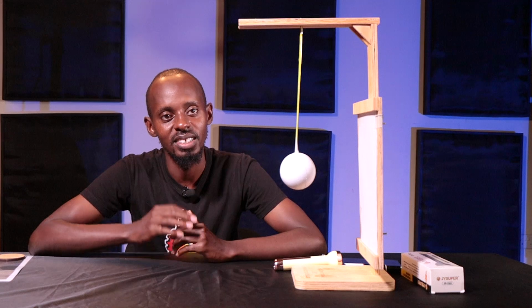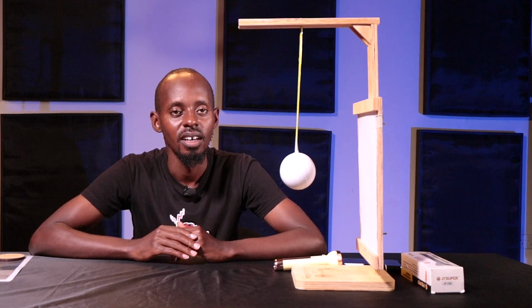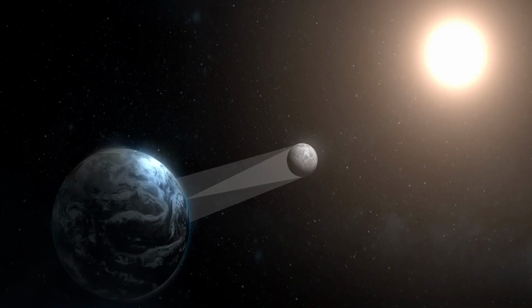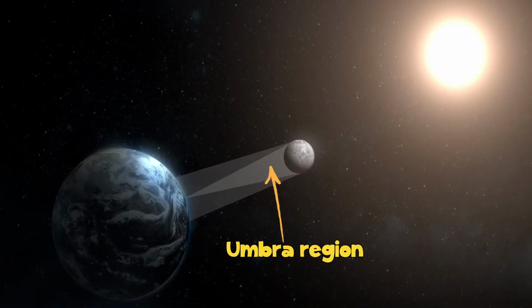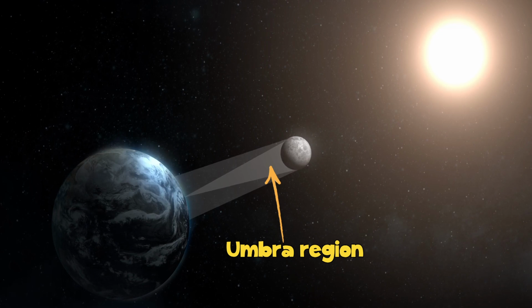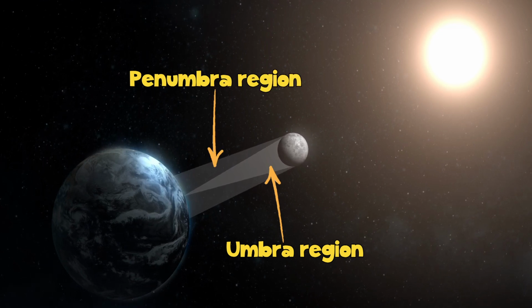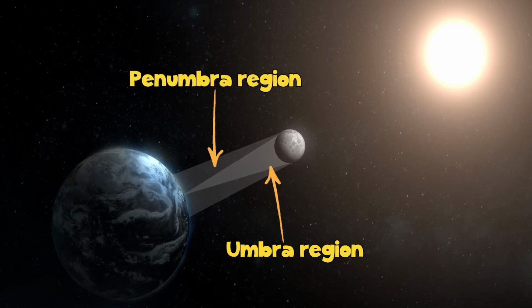Finally, we discovered that a shadow has 3 regions, but for this case, we are going to consider 2 regions, one being the umbra region, which is the central and the darkest part of a shadow, and then the penumbra region, which is the outermost part of the shadow that surrounds the umbra region.